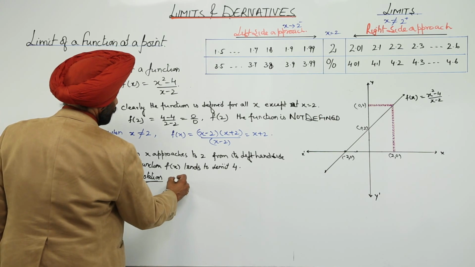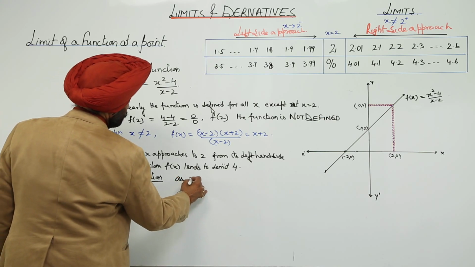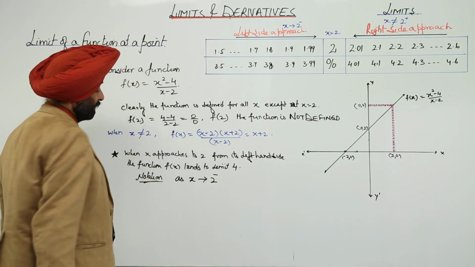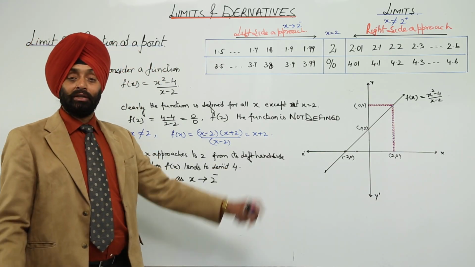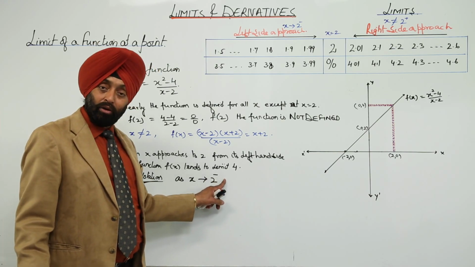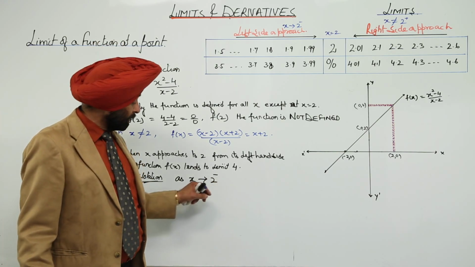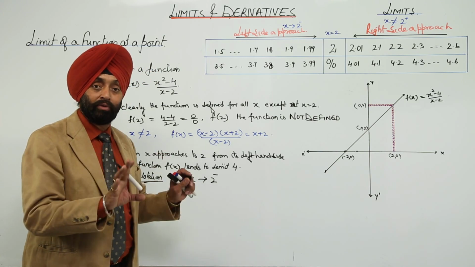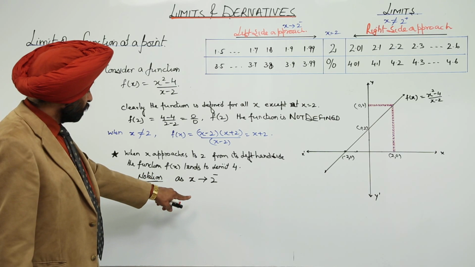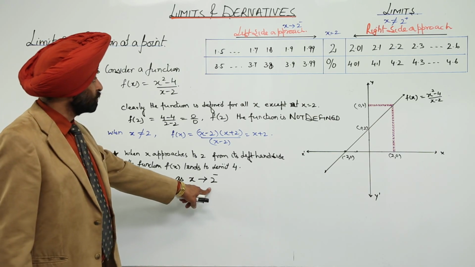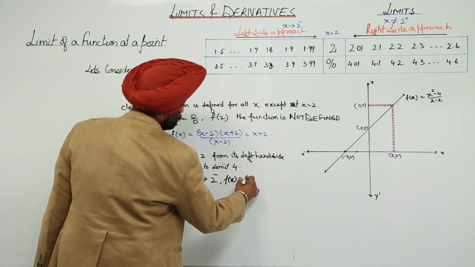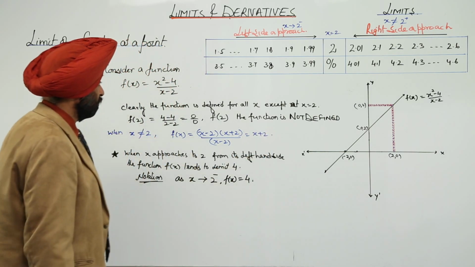Notation wise, as x approaches 2 from the left hand side, don't say "2 negative", don't pronounce it like this. Whenever there is a negative sign on the head of the numeric value, it means you are approaching from the left hand side. Okay? So, as x approaches 2 from the left hand side, f(x) is equal to 4. The result of the function will be 4.